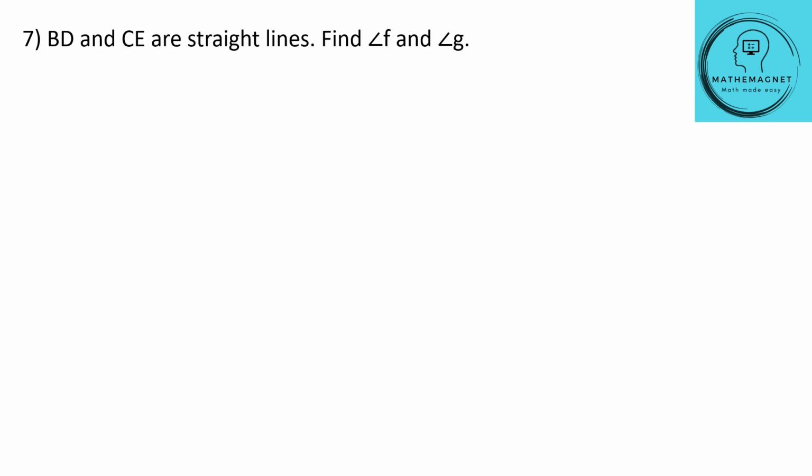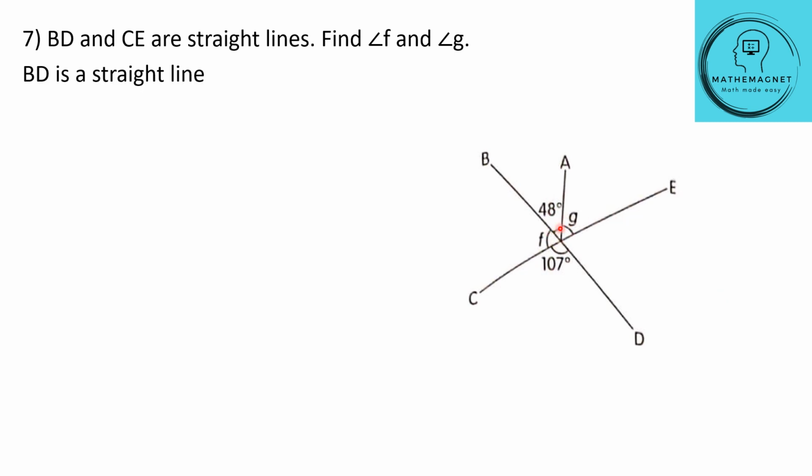Question number 7. BD and CE are straight lines. Find angle F and angle G. Now this is the figure that is given. We are supposed to find angle F and angle G. So BD is a straight line. We know this is a straight line. So angle C, this angle 107, plus angle F should be equal to 180 degrees. So angle F will be equal to 180 minus 107, which is equal to 73 degrees.